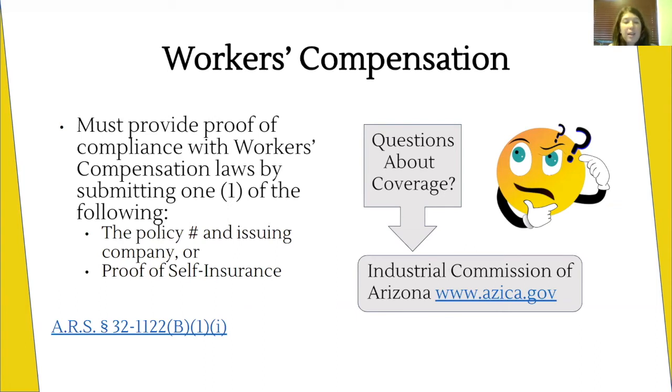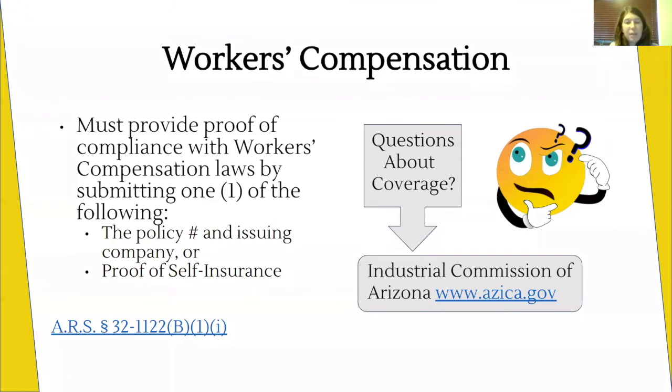So self-insurance, I believe, needs to be set up with the Industrial Commission of Arizona, and you would provide us that proof. And there are a couple of exemptions that have been given to us by the Industrial Commission. For example, if you're a sole proprietorship with no employees, on the portal, it will ask that question. If you meet that exemption, you would check that box. Or if you're a single member LLC with no employees, you could check that you're exempt.